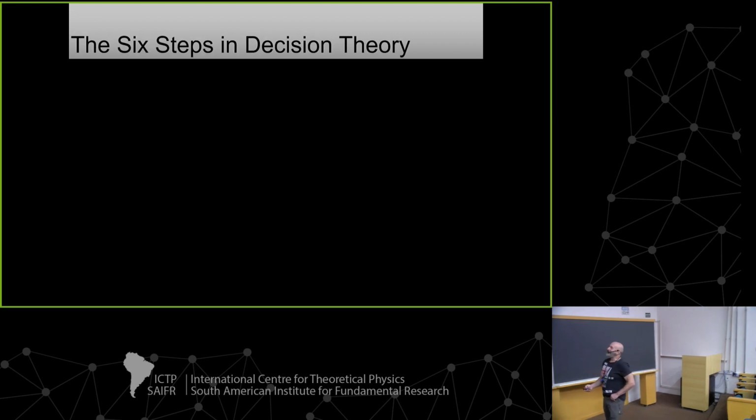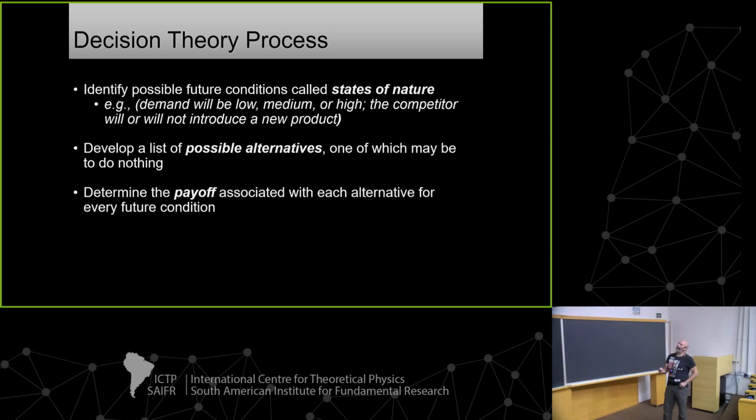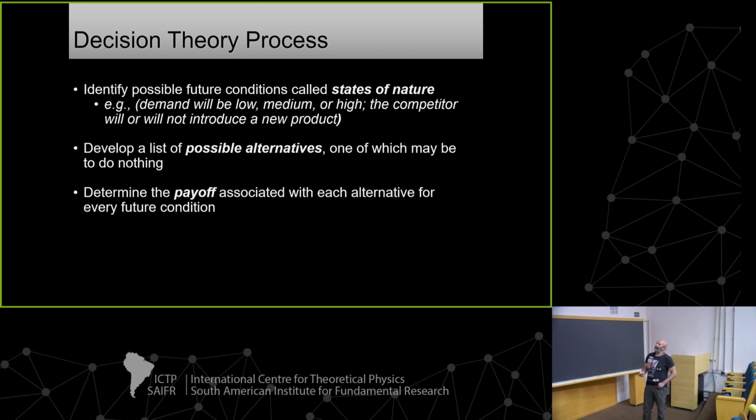Okay, let's do a summary of the process of decision theory. First, you have to identify possible future conditions, which are called the states of nature. For example, the demand will be low, medium, or high. Then you have to develop a list of possible alternatives, possible choices, possible decisions, one of which will be do nothing. This is a possible action, a possible choice. And then you have to determine the payoff associated with each of the choices. This is the process of decision theory.